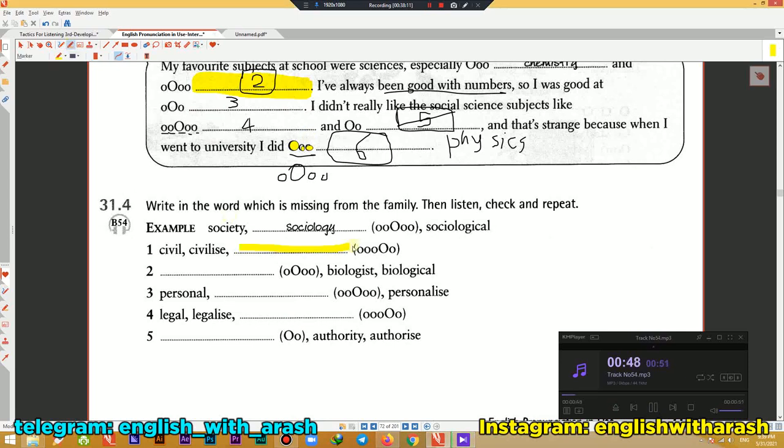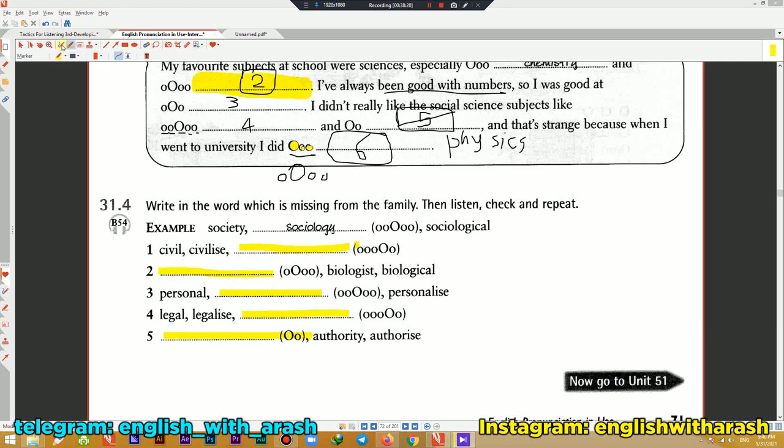Example. Society. Sociology. Society? This is society. Society. And then the book says you should find a word with the root sociology, but it has to be this format. So one word like that is this, sociology. And then sociological, this is another word. But you should find one word.